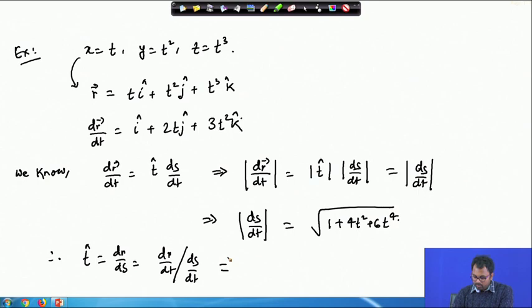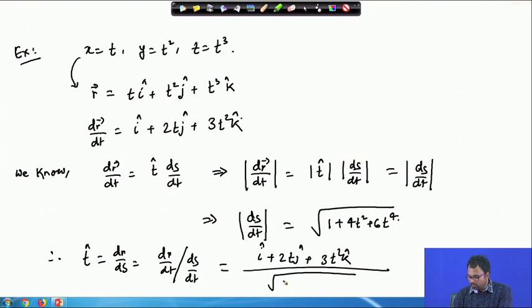So it will always remain positive, and dr/dt would be i + 2t j + 3t² k, and mod of ds/dt, that means taking only the positive value, is the square root of 4t² + 9t⁴. So this is our required answer, or the value of the unit tangent vector to the given curve. Of course, as I said, we could have divided this dr/dt by its magnitude, and that would have given us the unit tangent vector. Wait, it's not 6, it's 9 actually.